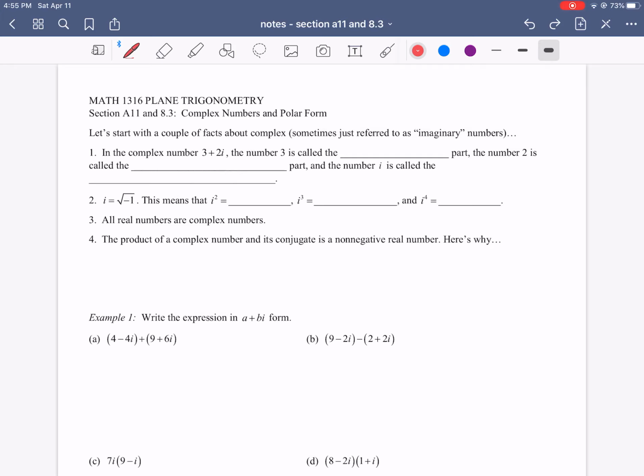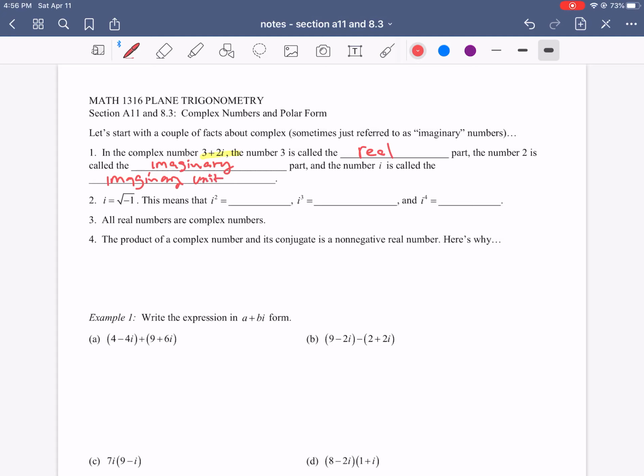imaginary numbers. Just to give you an example here, in number 1, in a complex number 3 plus 2i, the number 3 is called the real part. The number 2 is called the imaginary part. And the way that you can kind of distinguish between those is the fact that the 3 does not have i and the 2 does have i. And that number i is called the imaginary unit.